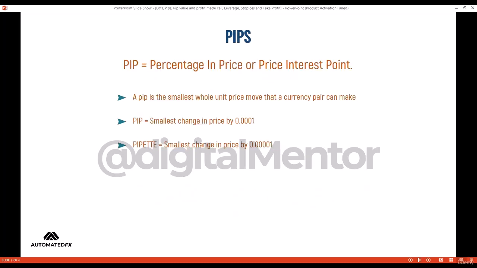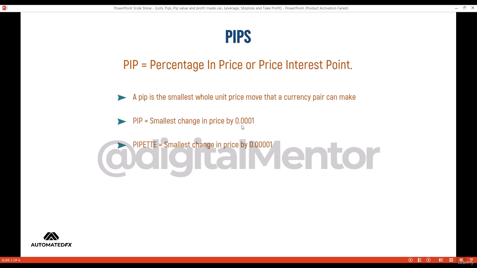So in this video, we'll be learning about pips, okay? So the full meaning of pip is percentage in price, or price interest point. So either of these is the full meaning of pip. And a pip is the smallest whole unit price move that the currency pair can make. It's the smallest change in price by 4 decimal places.